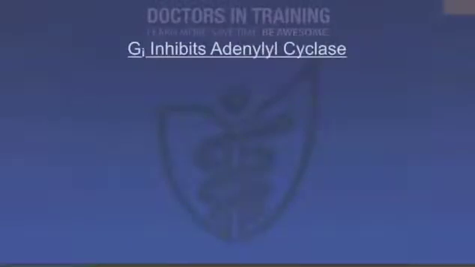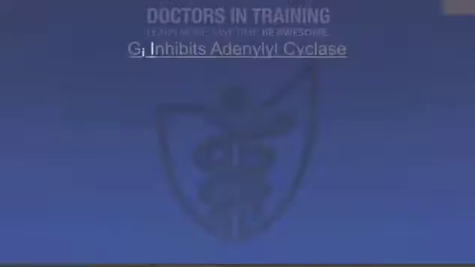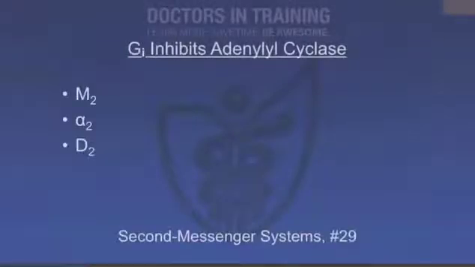GI is the class of G protein that inhibits adenylyl cyclase, and that's going to reduce cyclic AMP and therefore reduce protein kinase A. So GI, the I stands for inhibit. The receptors linked to GI proteins are M2, alpha-2, and D2. And the mnemonic is MAD2s. M for M2, A for alpha-2, and D for D2.